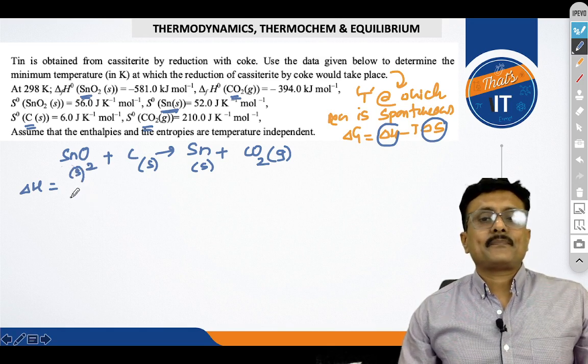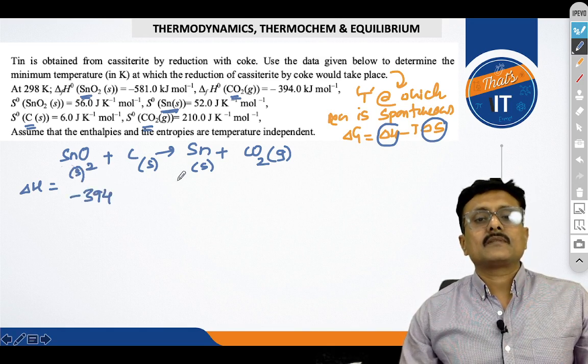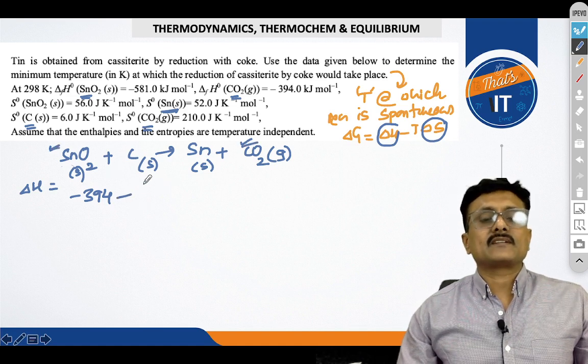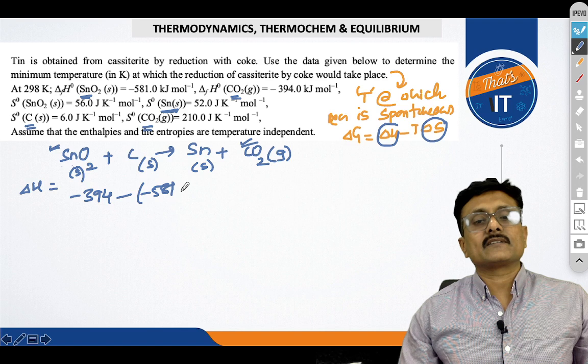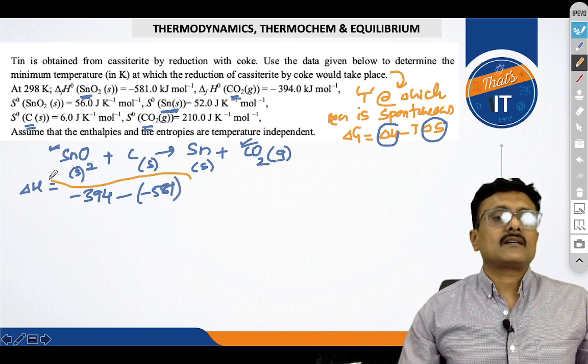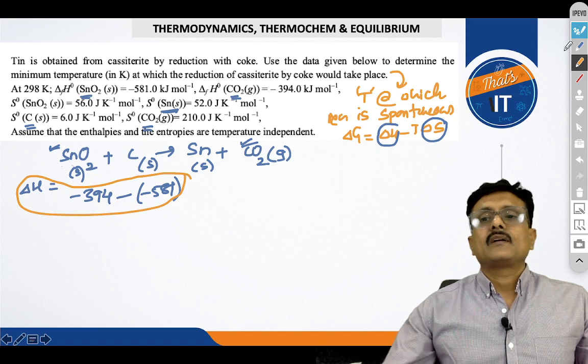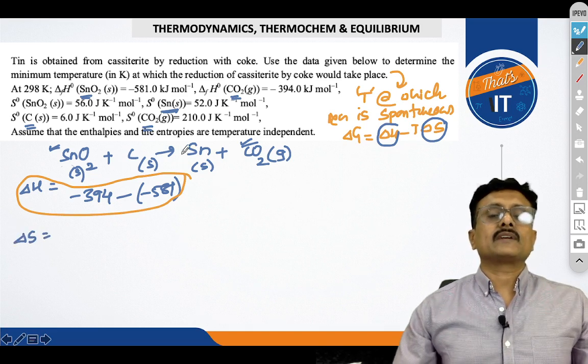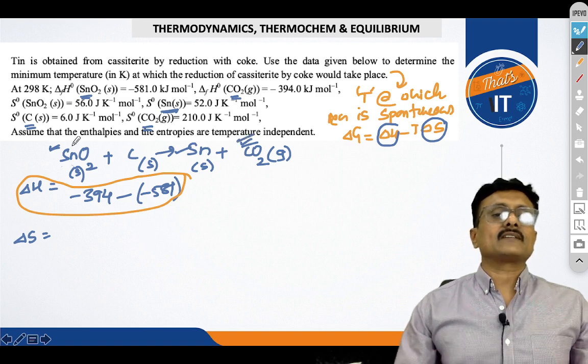How much is that? 394. This is the heat of formation of product minus heat of formation of reactant, which is also given as minus 581. So you got the delta H value. And moving on further, delta S is equal to the entropy of the product minus entropy of the reactant.